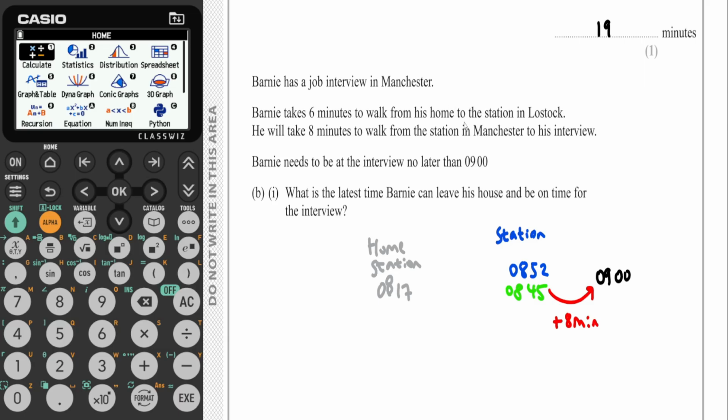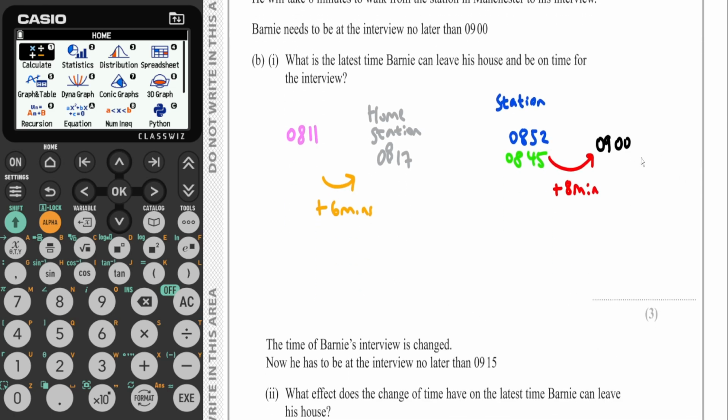And then he takes 6 minutes to walk, meaning if he sets off at 8:11, he'd get there by 9 o'clock. So we have 8:11.